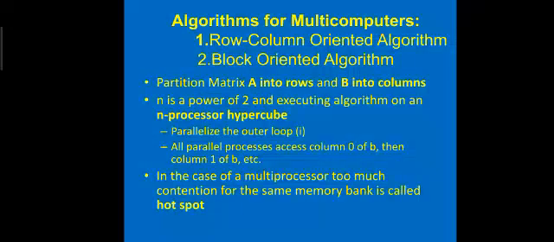The same algorithm for multi-computers can be done by two methods. One is a row-column oriented algorithm and another is a block-oriented algorithm. First, partition the matrix A into rows and B into columns. N is a power of 2, and executing the algorithm on an n-processor hypercube, we have to parallelize the outer loop i, and all parallel processors access column 0 of B, then column 1 of B, etc. In case of a multiprocessor, too much contention for the same memory bank occurs, and we call it a hotspot.